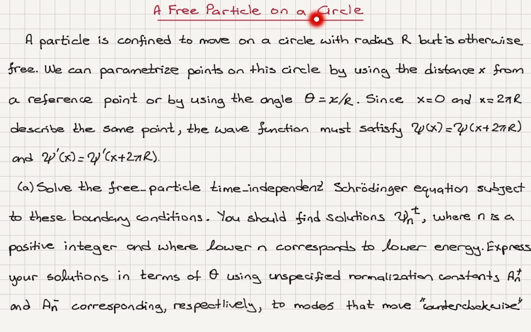A free particle on a circle. A particle is confined to move on a circle with radius capital R but is otherwise free. We can parameterize points on this circle by using the distance x from a reference point or by using the angle theta equals x divided by capital R.